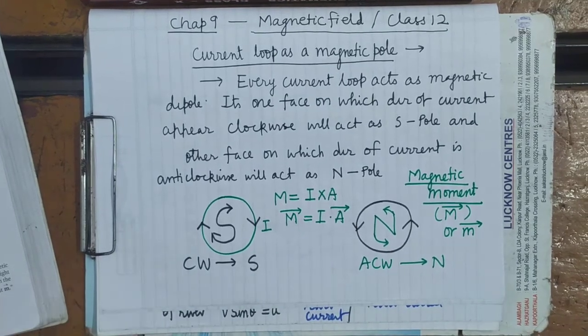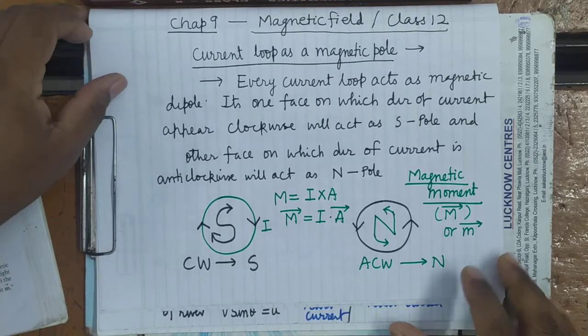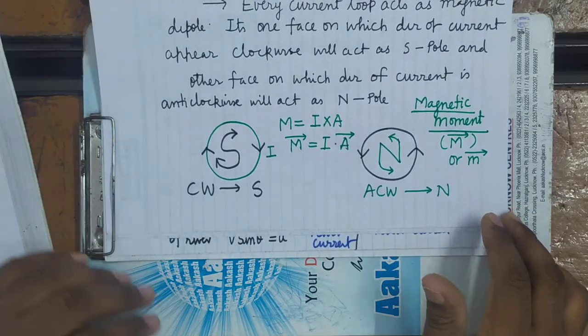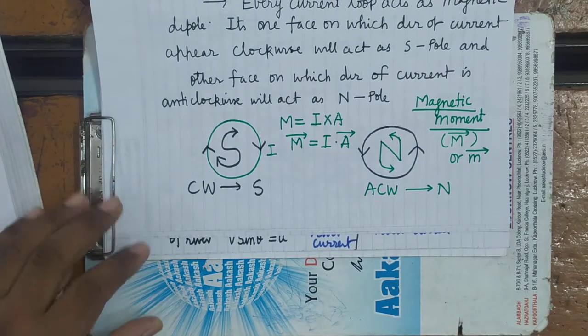Now, how will you find the direction of magnetic moment? There is a right hand rule, the right hand thumb rule. It is clear. We call it the right hand rule. We will curl the fingers of the right hand in such a way that the fingers are curling in the direction of current. Then the thumb will give the direction of magnetic moment.